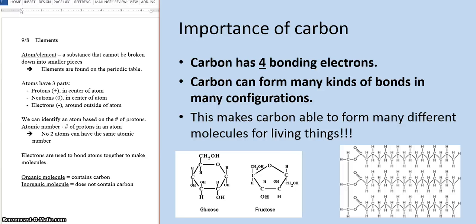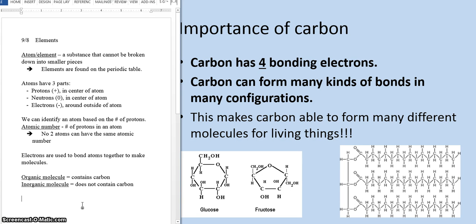It's in everything. There are 2 things that make carbon really important though. First, carbon has 4 bonding electrons. It can bond to up to 4 other things. And carbon is kind of flexible. It can form many kinds of bonds in many configurations. So you can see here it can form a ring, it can form a straight line, it can form a zigzag line. Carbon is pretty versatile, and that's important because we got to make lots of different molecules for all the different living things in the world.